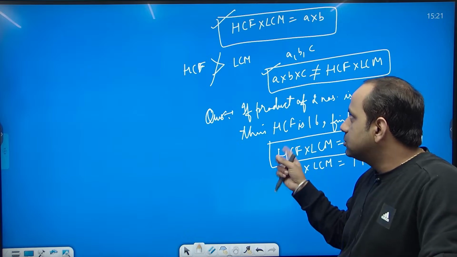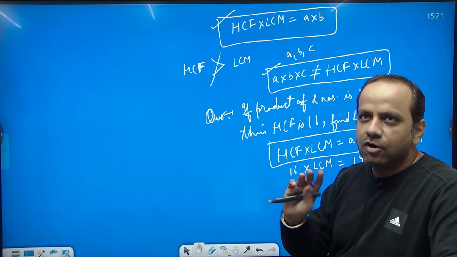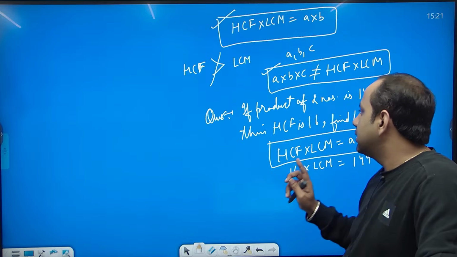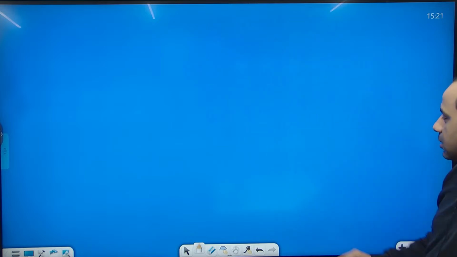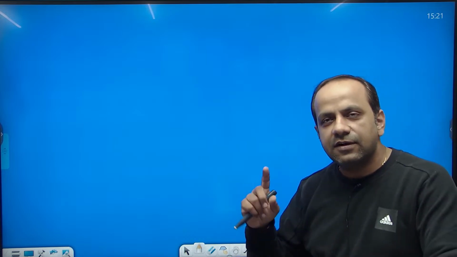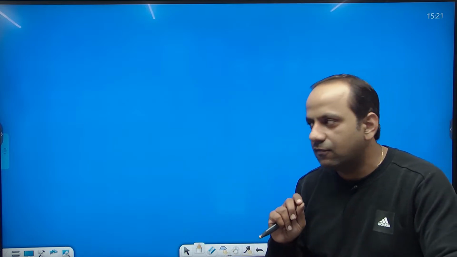So when you use this formula, because see, formula आने से भगवान नहीं बन जाएंगे हम, ठीक है, we need to understand the basics also. But if you are calculating HCF and LCM, make sure that HCF is always less than LCM.